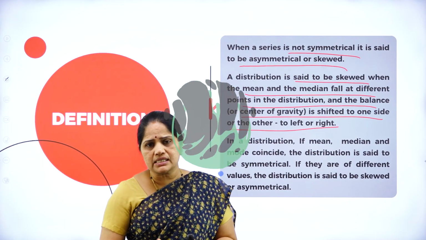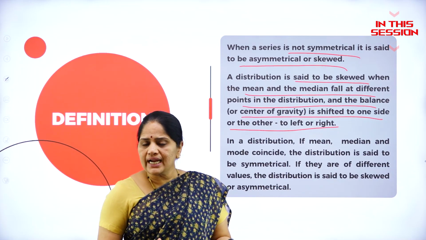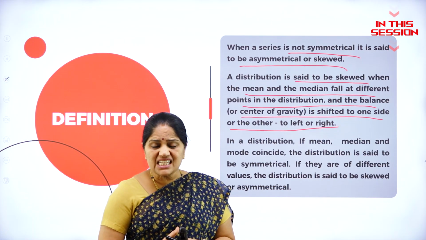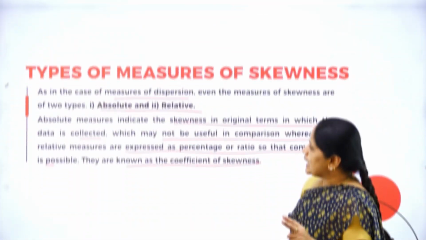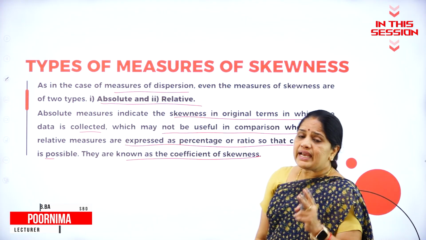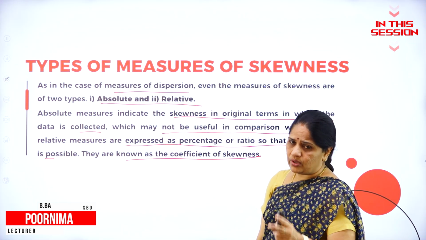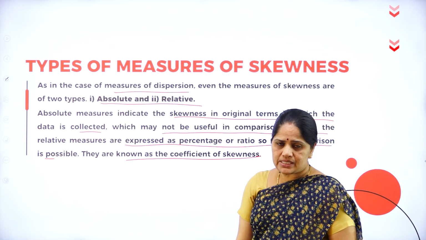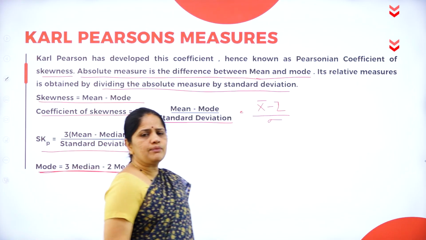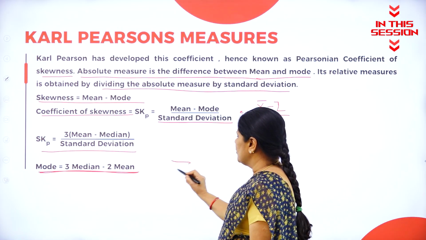Suppose the mean is 36, then the median is 40, then the mode is 50, then such kind of data we call the skewed data or asymmetrical data. In absolute measure, it gives the exact measurement of the difference between the mean, median and mode, whereas in case of relative measure, they are expressed as percentages. How do we calculate the mode? So 3 median minus 2 mean, we get the mode value.